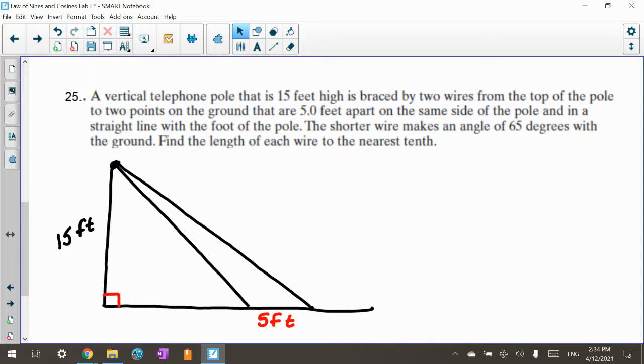first of all, they said the shorter wire makes an angle of 65 degrees. So this is 65 degrees with the ground. And it says find the length of each wire. So I'm going to label this wire as X and this wire as Y, just because, all right?